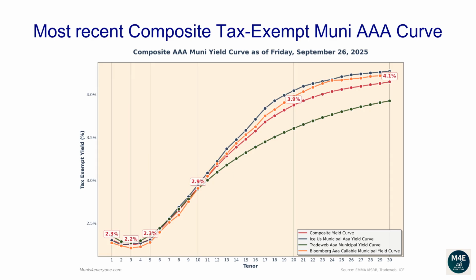The one-year composite tax-exempt yield is 2.31%. The two-year yield is 2.26%. The three-year yield is 2.25%. The 5-year yield is 2.31%. The 10-year yield is 2.92%. The 20-year yield is 3.88%. The 30-year yield is 4.15%.